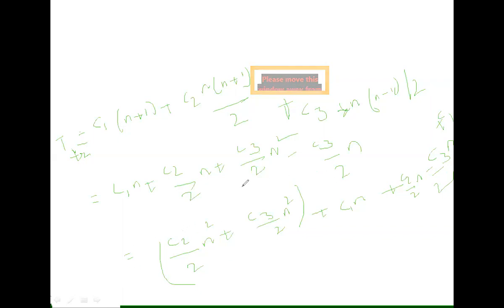Consider only the highest power. Taking n square common, we get C2 by 2 plus C3 by 2 of n square. So here the complexity is big O of n square. The highest power is n square.